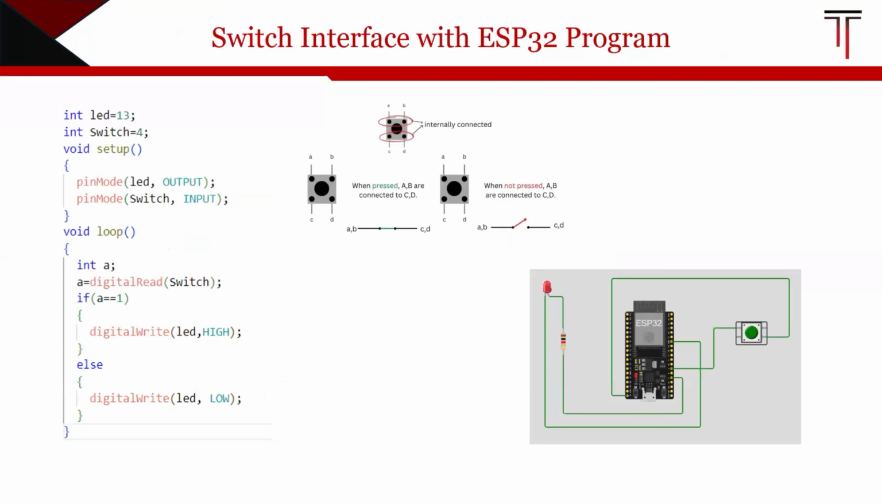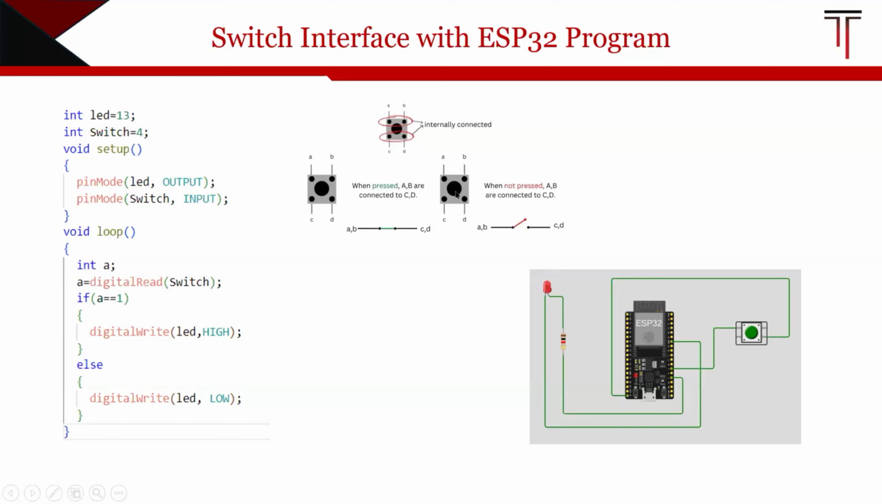Now we will interface one push button with the ESP32 controller. This is the internal circuit of the push button. It contains 4 leads. A and B are connected internally, and C and D are connected internally. When the switch is not pressed, there is no connection between AB and CD. Once the switch is pressed, the AB leads are connected to the CD.